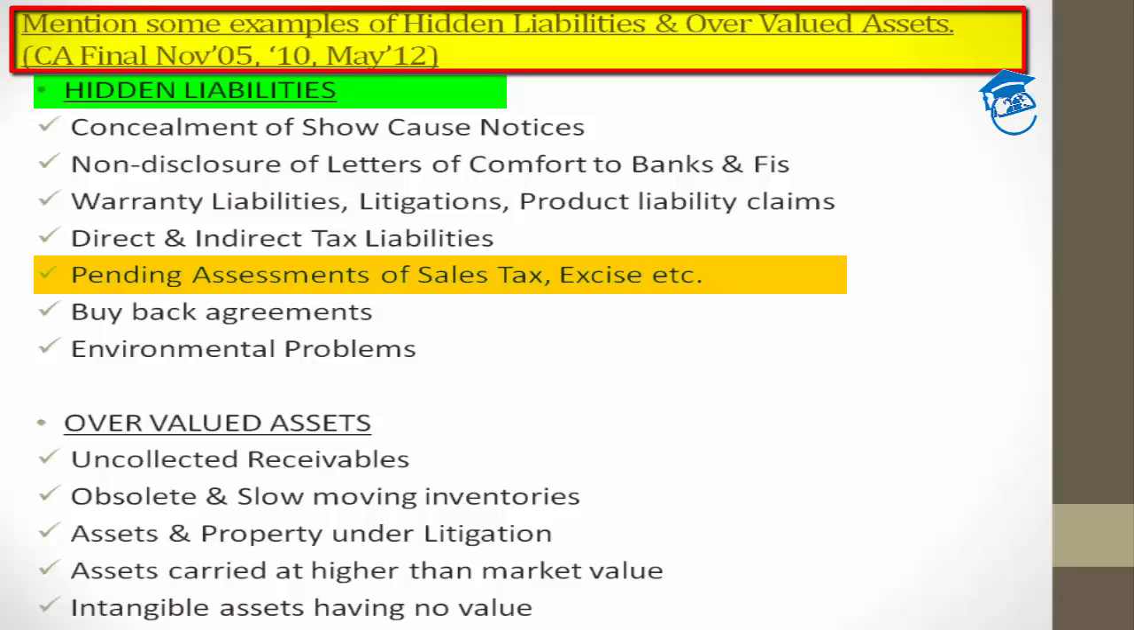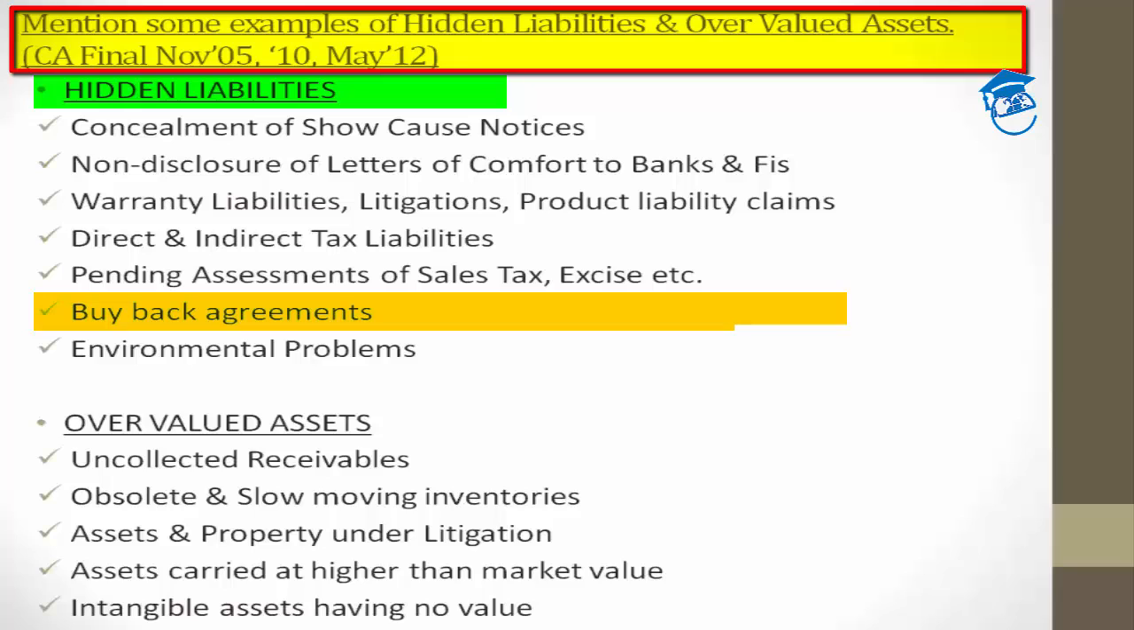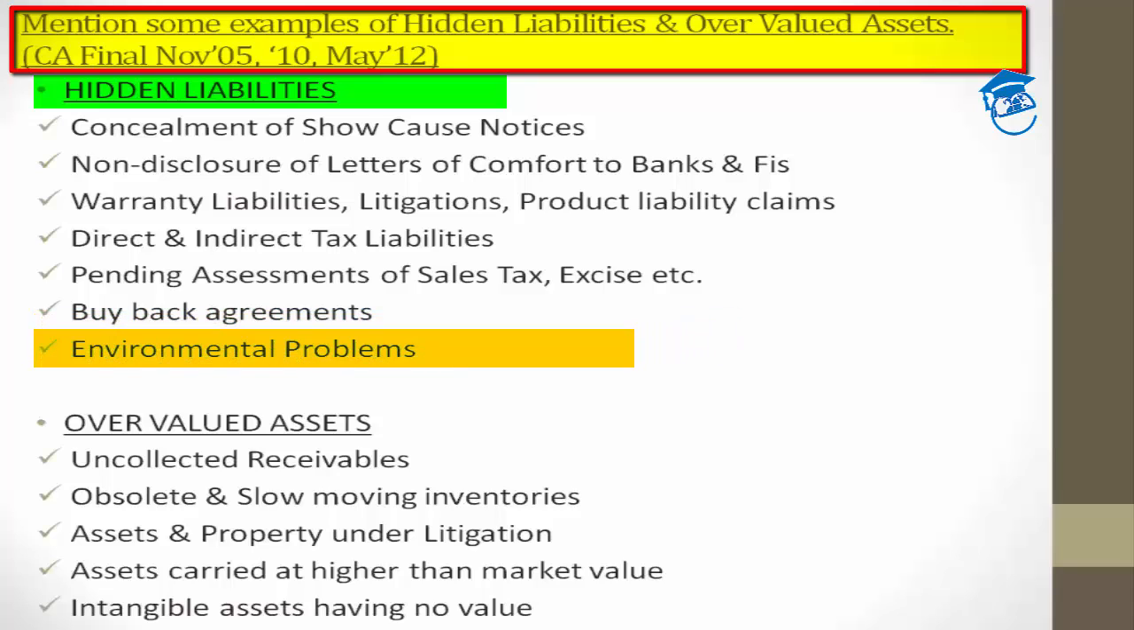Next will be pending assessments of the sales tax, service tax, excise, custom duty, buyback agreements, and the future lease liabilities. This will also be covered under hidden liabilities. You need to buy back and you have already committed the agreement in that particular matter. Next will be the environmental problems, any kind of third party claims. Any of such things will be covered under hidden liabilities. Unfunded gratuity, superannuation benefits, unresolved labor litigations and negotiations, all these things will be covered under hidden liabilities. Are you guys clear with each and every kind of example that I provided to you? Perfect.